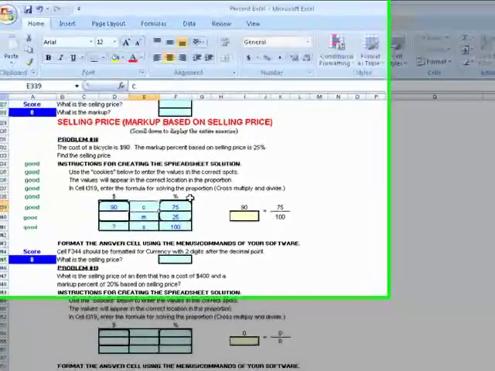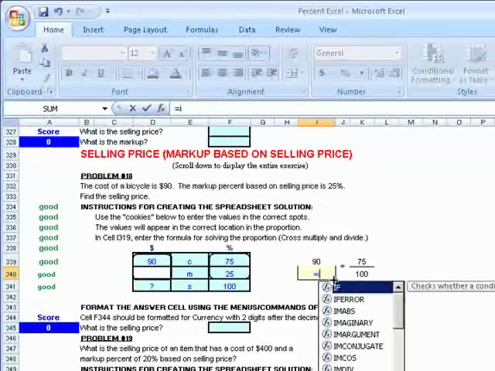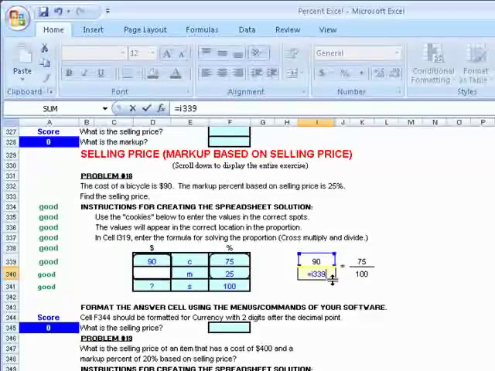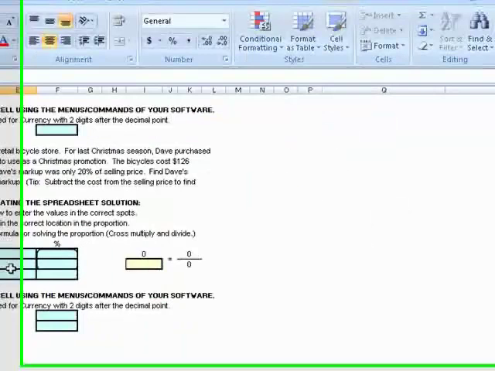Now when we cross multiply and divide this time, we're going to take I-339 times K340 divided by K339, and when we do, our selling price would be $120. Okay, and we got the score on that one too.